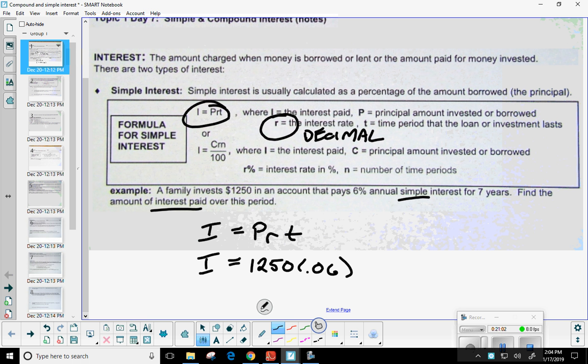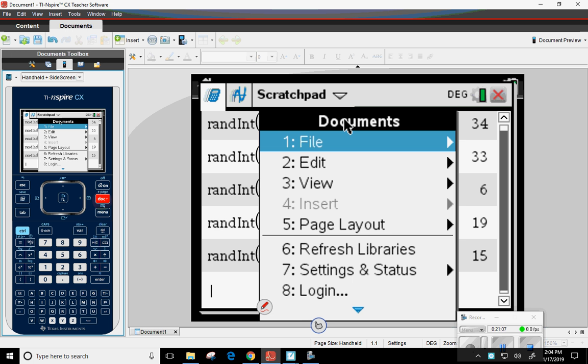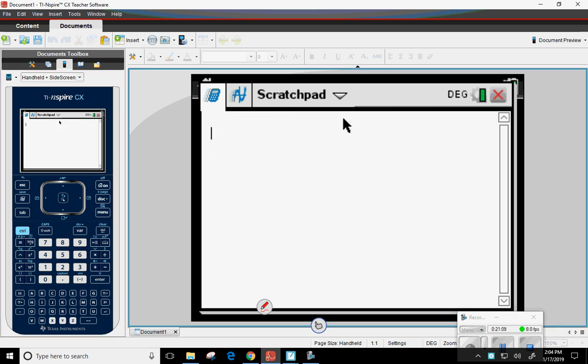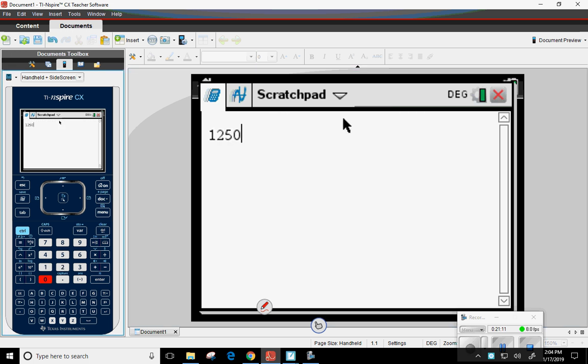Anyways, and then we want to multiply that by 7. Okay, so let's see here. Let me take this off. So we had 1250 times 0.06, and then we're going to multiply that by 7. How much interest are they going to earn after the 7 years? 525. So it took 7 years to earn $525, and think about it, you already put in 1250.